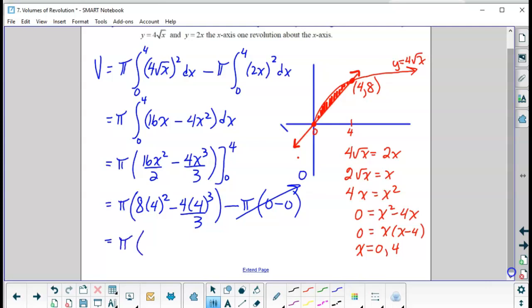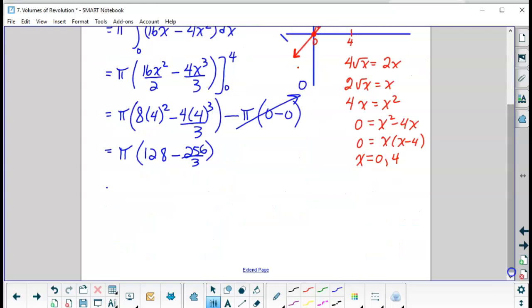So what's this? 8 times 16 is 128, minus 4 to the 4th over 3, which is 256 over 3. Then with a common denominator, it would be 384 minus 256 over 3, which ends up being 128 over 3 pi. We end up showing pi at the end, and again, units cubed. So that one we just had to make sure we found the points of intersection because it didn't specify.